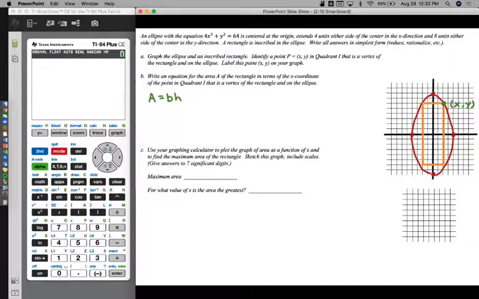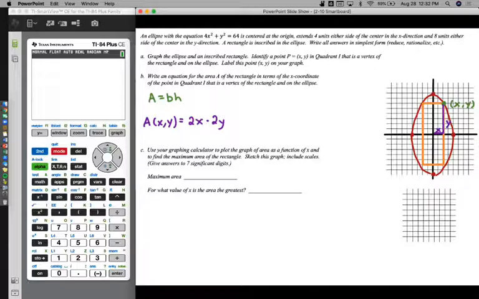Well, I know if that point in the first quadrant is what we call xy, then to get there, we have to go from the origin, x units to the right, and we have to go up y units. So I just marked on the graph what x and y visually look like. Now, based on x and y, I can determine that the base of this rectangle is 2x and the height of this rectangle is 2y.